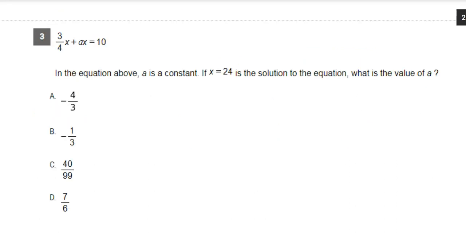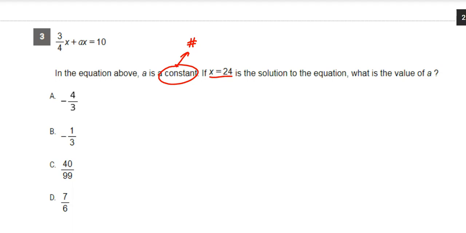Number 3 just looks like an algebra equation. 3/4 x plus ax equals 10. In the equation above, it says a is a constant. So remember, whenever they say that, a constant just means it's a number. It's not a variable. It's not going to change. It's just a regular old number. If x equals 24, so there's our clue to the solution, what is the value of a?